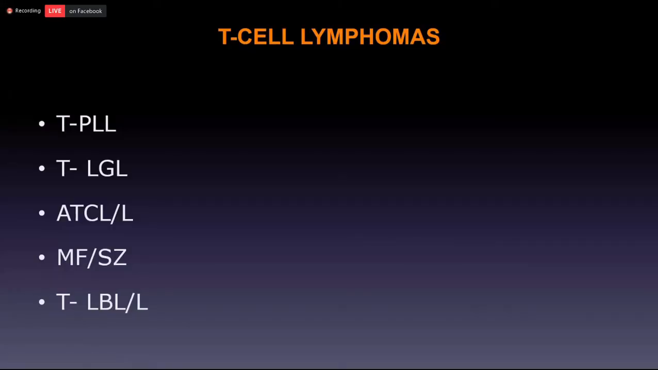So that concludes the B cell lymphomas. Among T cell lymphomas, there is a long list, but I've just mentioned a few which you encounter in your clinical practice, and these include T cell prolymphocytic leukemia, T cell large granular cell leukemia, and then adult T cell lymphoma/leukemia, mycosis fungoides, Sézary syndrome complex, and then T lymphoblastic lymphoma/leukemia. I'll give a couple of examples.